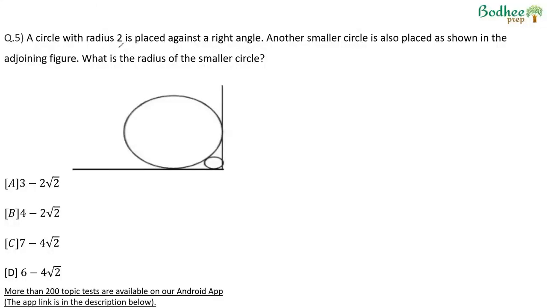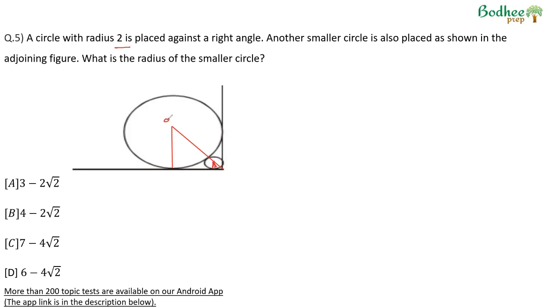A circle with radius 2 is placed against a right angle. This is the larger circle. Another smaller circle is placed as shown in the adjoining figure. What is the radius of the smaller circle? Now, for questions like this, it will be the standard process. We will draw a line from the center of the circles to the corner, which is here. And then perpendiculars from the center to the other side.